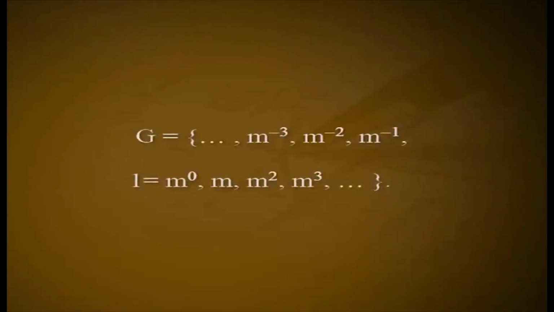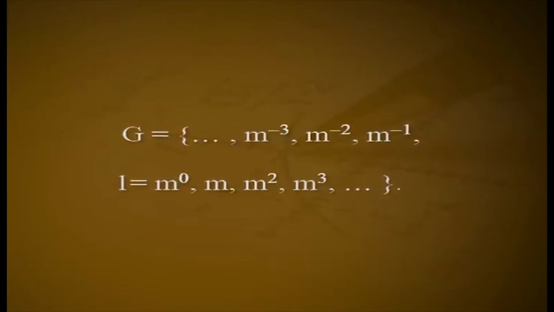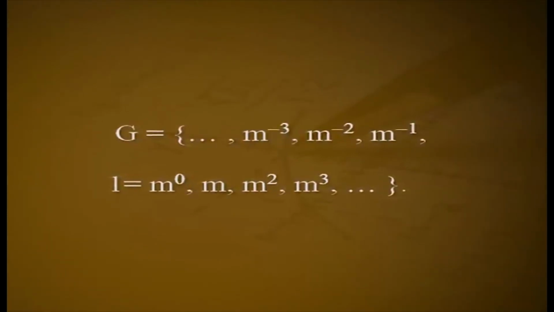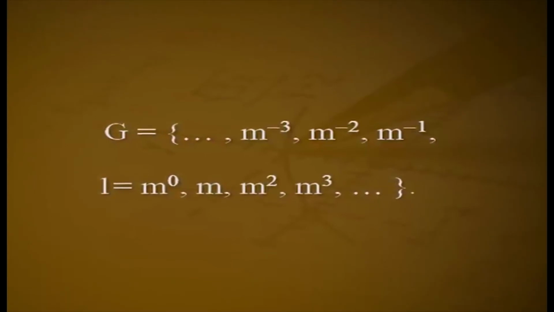Example 8. Show that the set G of integral powers of a fixed integer m is a group with respect to usual multiplication. Discuss the order of the group. Solution. Let m be a fixed integer, then G = {..., m^-3, m^-2, m^-1, 1 = m^0, m, m^2, m^3, ...}. We have to show that G is a group with respect to usual multiplication.